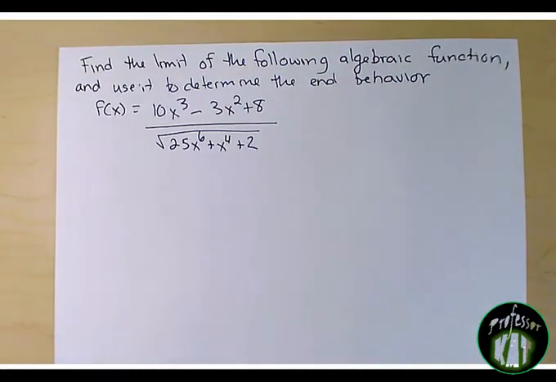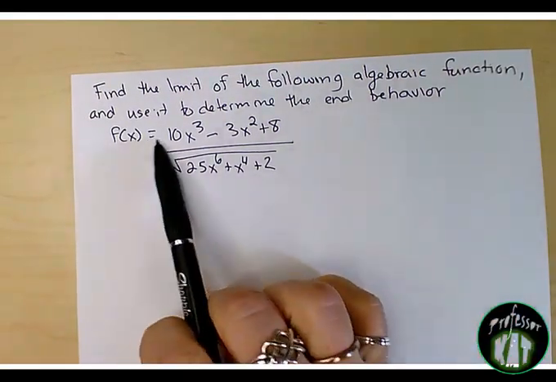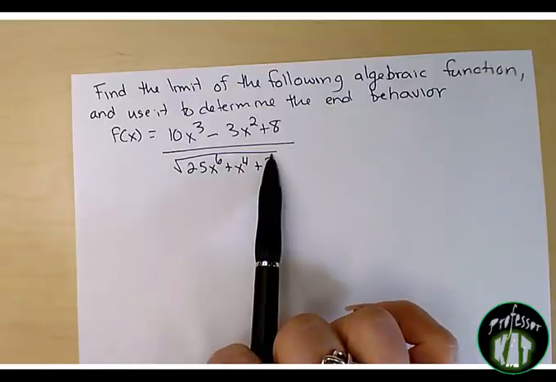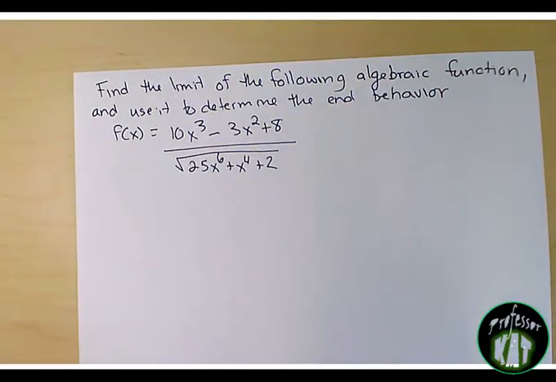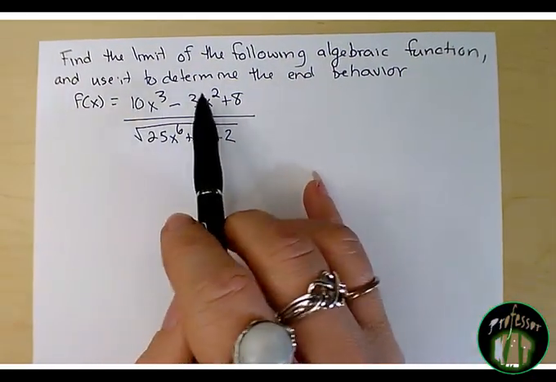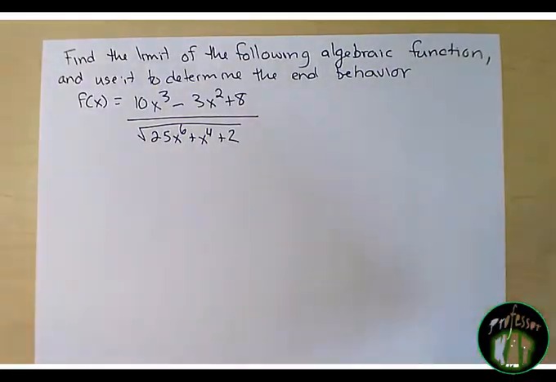So for this problem, let's find the limit of the following algebraic function and then use that limit to determine the end behavior of this function. Now, this function is in rational form, but notice our numerator is a polynomial, our denominator is a radical. So we are going to use the technique of simplifying or finding limits of rational functions by dividing every single term in this function by the degree of the denominator.